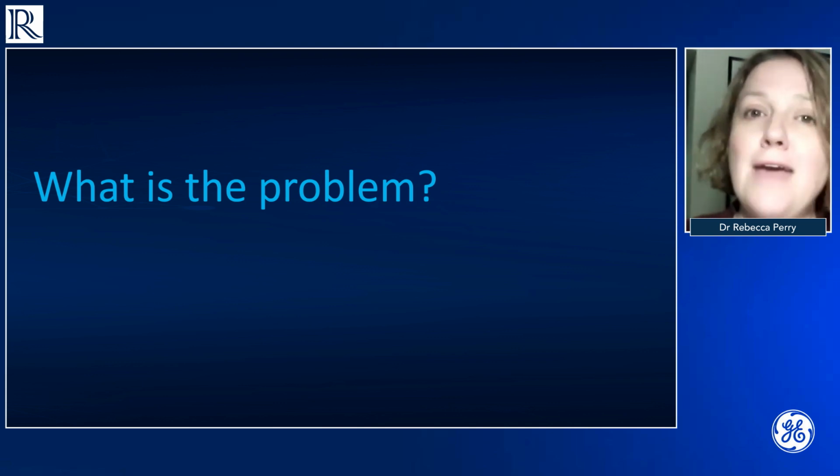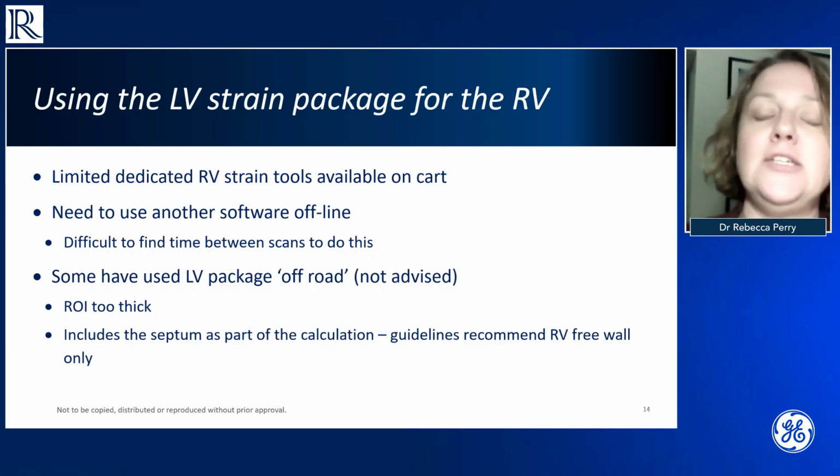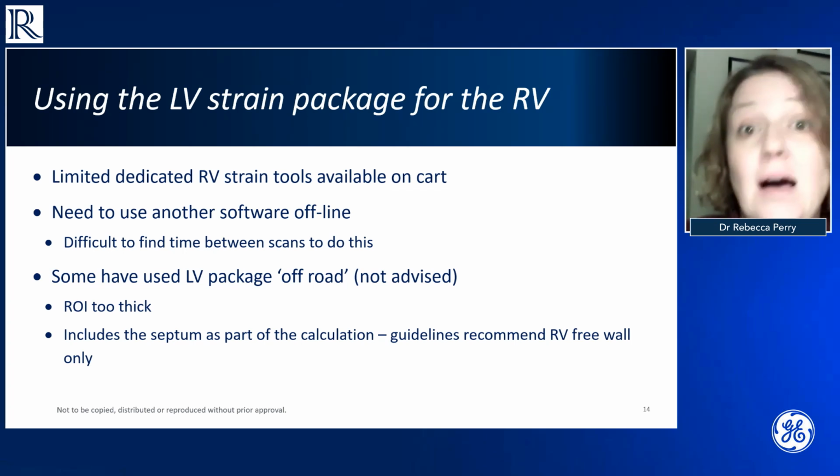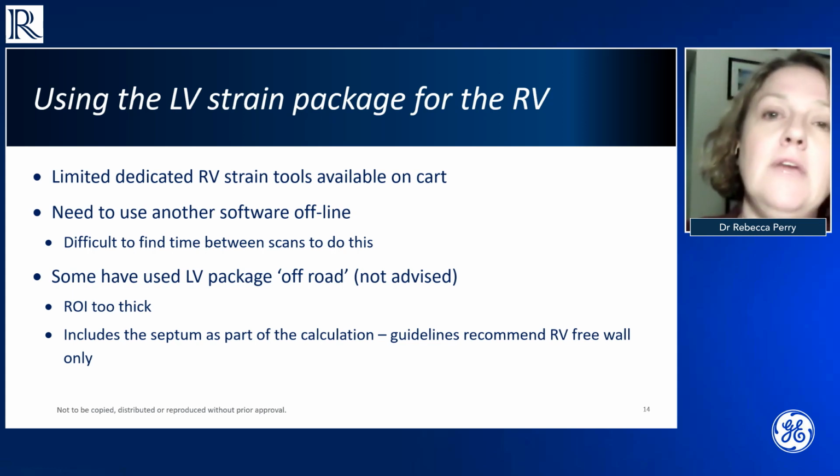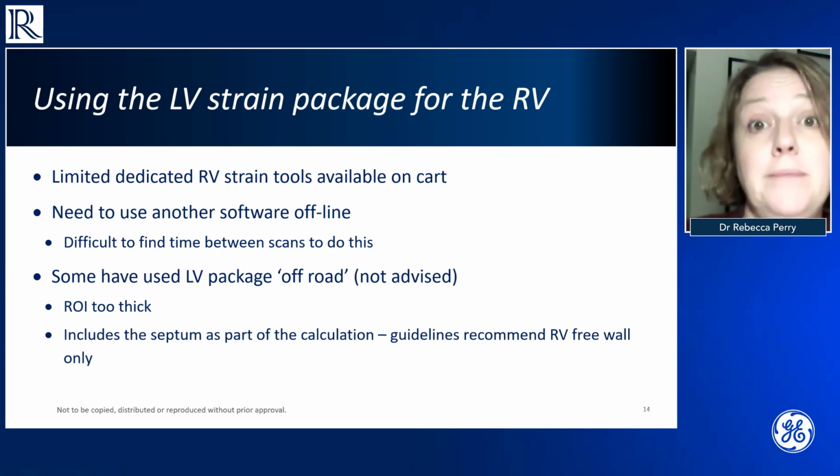So now that we've got the evidence for right ventricular strain, why are we not using it routinely? I think really the biggest issue is that there's not a dedicated package, or there's limited dedicated packages that we can use on cart or on the machine to measure right ventricular strain. So if we want a dedicated right ventricular package, we've had to take it offline, and not many places have time for that, particularly when you work in a busy lab.